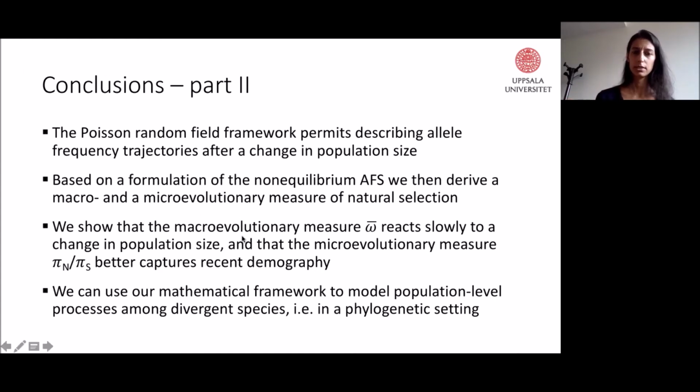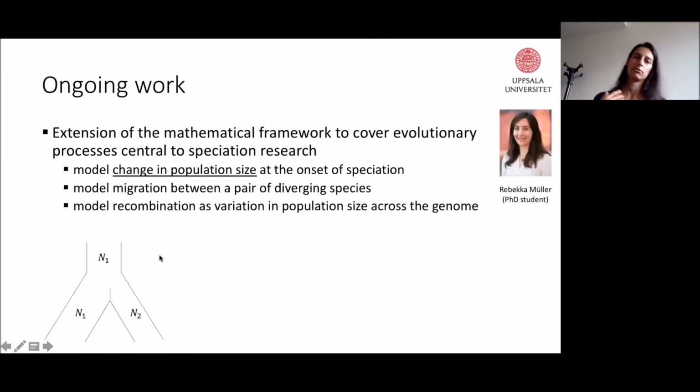This then shows that the macro evolutionary measures react really slowly to change in population size. And if we want to capture changes in the selection efficacy after recent demographic changes, we do better by looking at pi and pi s. Then we can, of course, also use our mathematical model to incorporate other population level processes among divergent species, because now I've only discussed it within one species, and this is currently ongoing work that Rebecca is working on.